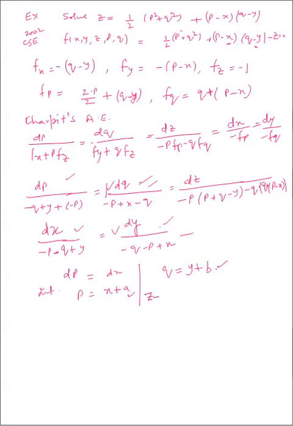Now we put the values of p and q in the given expression. So z is equal to 1 by 2 (x plus a) whole square, this is p square, plus q square, which is (y plus b) whole square, plus (p minus x), which is a, and (q minus y), which is b, so ab. And this is what we had to prove.